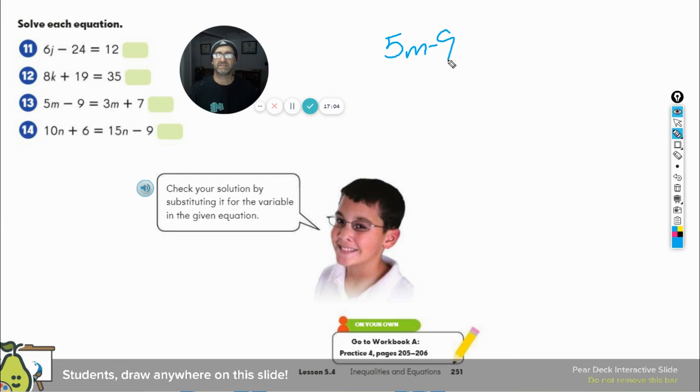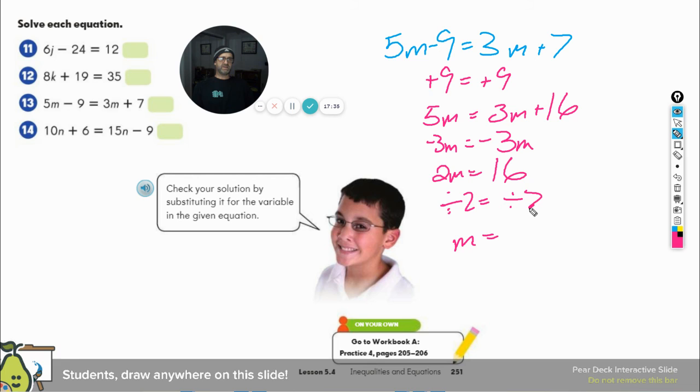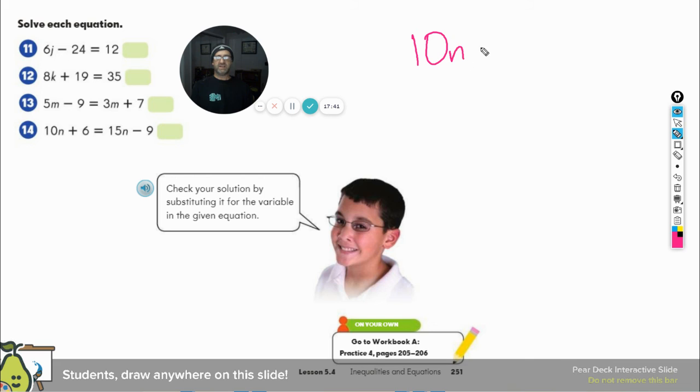Okay, 5m minus 9 equals 3m plus 7. I'm going to get rid of the minus on each side right here. So I get 5m minus 9 plus 9 equals 3m plus 16. Then I'm going to subtract 3m from each side. 5m minus 3m is 2m equals 3m minus 3m plus 16 is 16. If I divide each side by 2, 2m divided by 2 is m. 16 divided by 2 is 8. Boom.